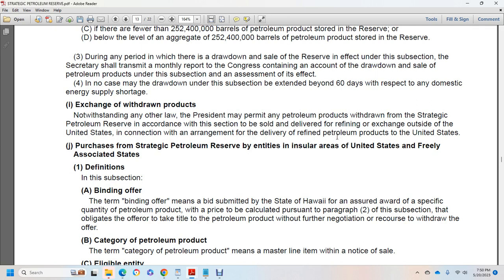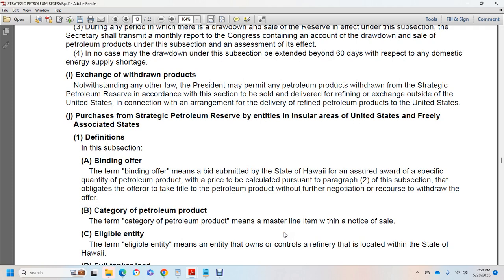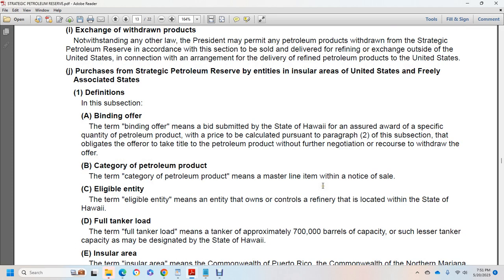J. Purchase of the Strategic Petroleum Reserve for the State of Hawaii and ancillary areas of the United States and freely associated states. Definitions. One, definition of binding offer. The term binding offer means a bid submitted by the State of Hawaii for a specific quantity of petroleum product, with prices calculated pursuant to paragraph 2, that obligates the offeror to take the petroleum product with no negotiation or recourse for withdrawal of the offer.